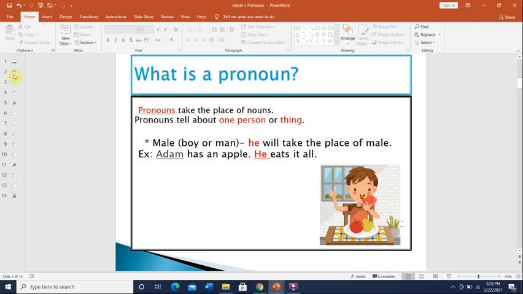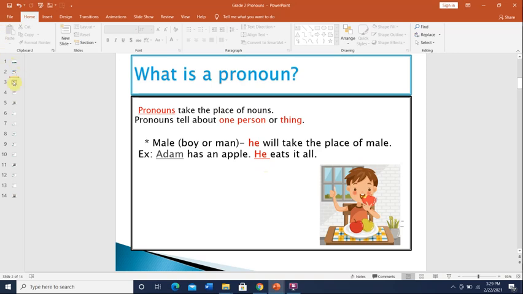So again, what is a pronoun? A pronoun is a word that takes the place of a noun. For example, if we have a man or a boy, like Adam, we replace it with he. If I have a sentence that says Adam has an apple, and I want to replace Adam with a pronoun, because we know that Adam is a boy or a man, a male, we replace Adam with he.